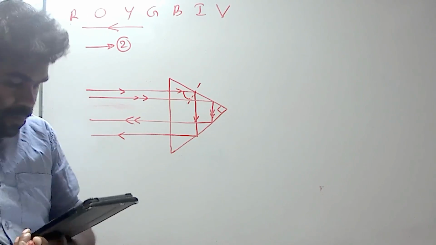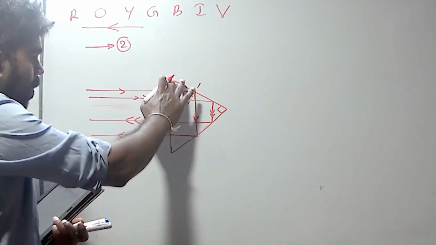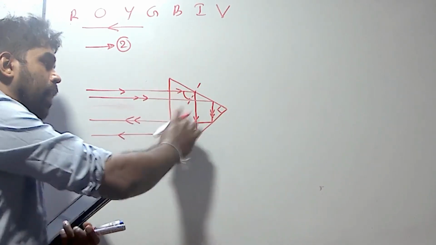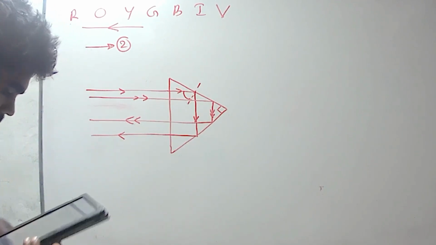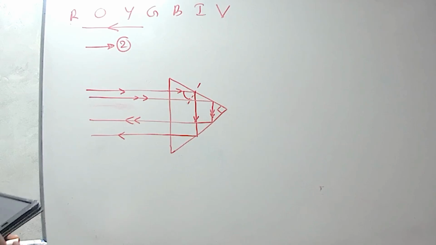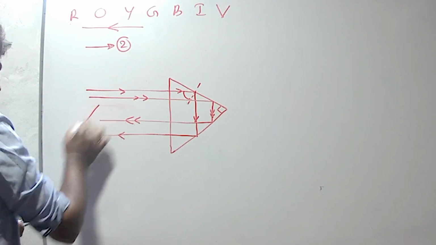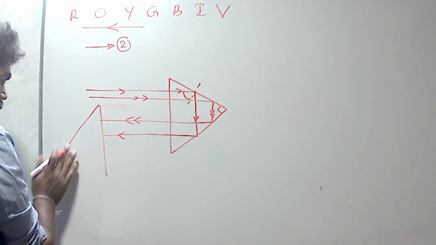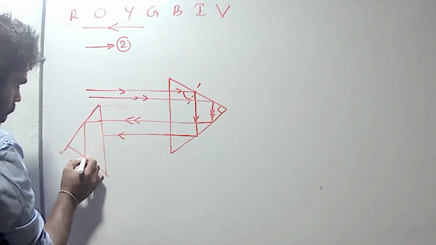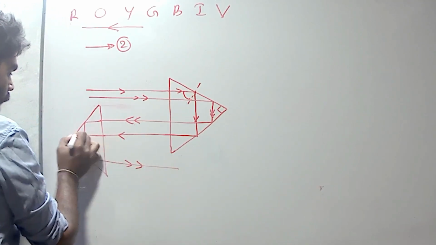Then element A should be a prism with 45 degrees and 90 degrees angle. Prism with 45, 90 angle. Then we can do same thing for the object B. We can place a prism like this. Then path of A will be like this.